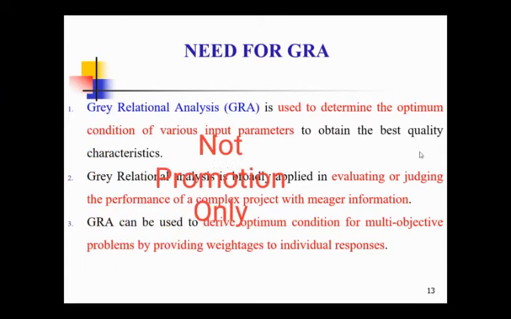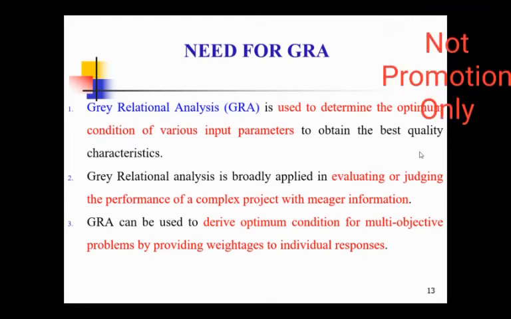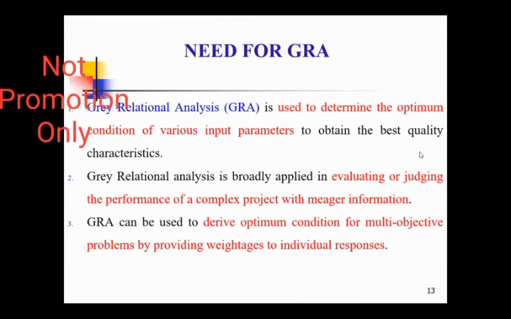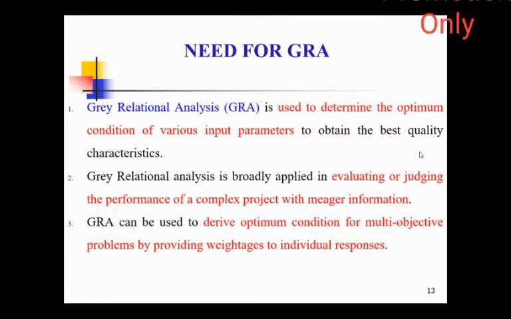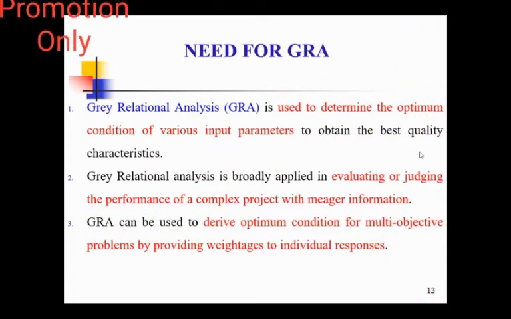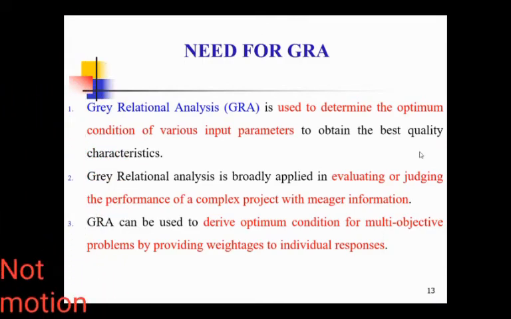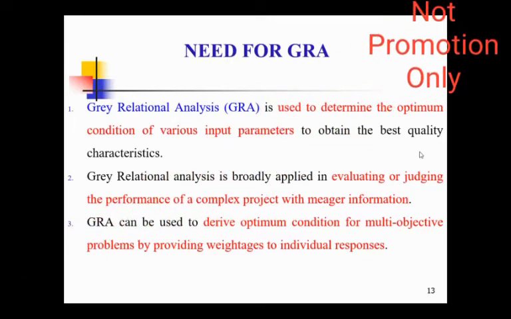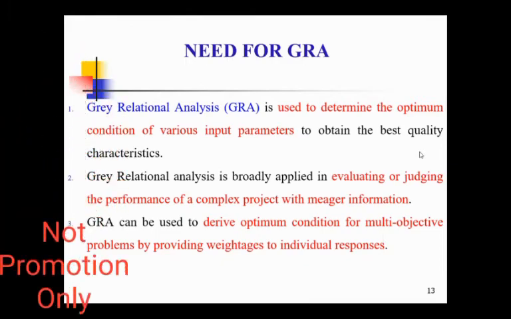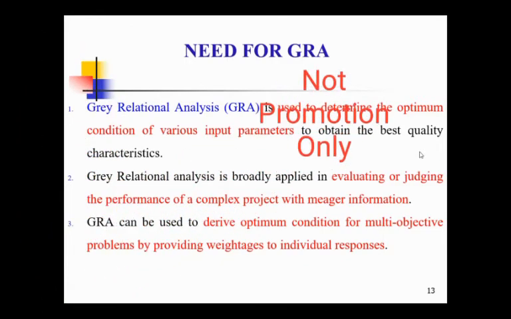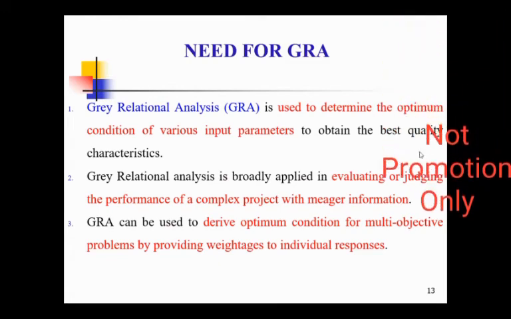Then in assembly, the surface finish plays a vital role. So the next importance should be given to surface roughness, and the final importance should be given to the material removal rate. But if it is a roughing operation, then material removal rate should be given the most importance. So where we are going to apply this technique, in which process, decides how much importance we have to give to the quality characteristics, and based on that the weightages may be arrived at.